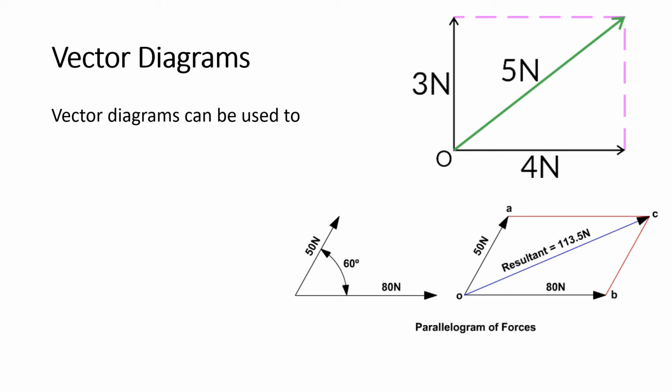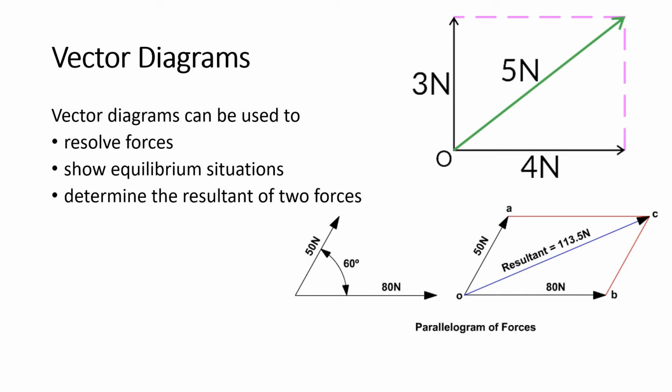Vector diagrams are scale diagrams that can be used to resolve forces, to show equilibrium situations, or to determine the resultant of two forces. It's got to be done by scale diagram. So in the top right are two forces, 3 newtons and 4 newtons, which are acting at right angles to each other. In this case, we complete the rectangle and the resultant force is the diagonal across it, in this case 5 newtons. We'd have to make sure we drew it to scale. In the second diagram, the two forces are not at right angles to each other, and in this case we get a parallelogram, but it works exactly the same way.